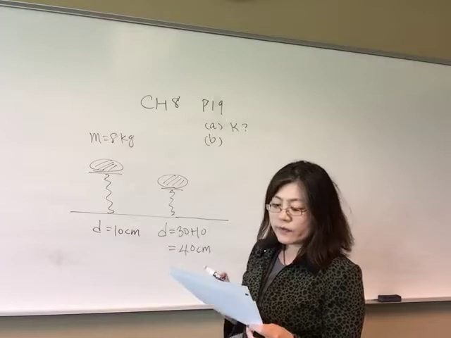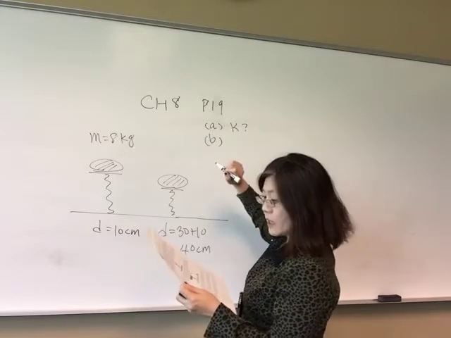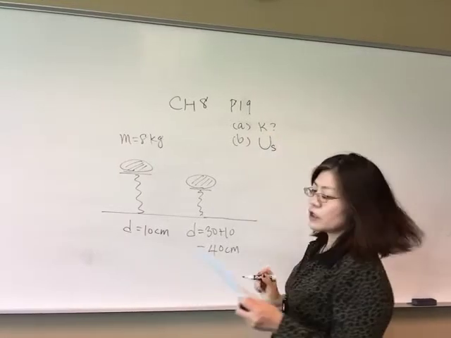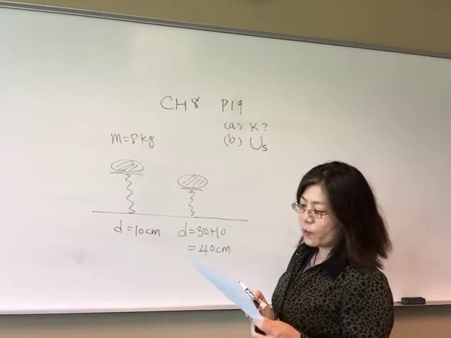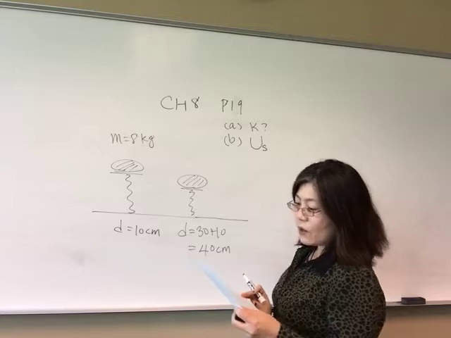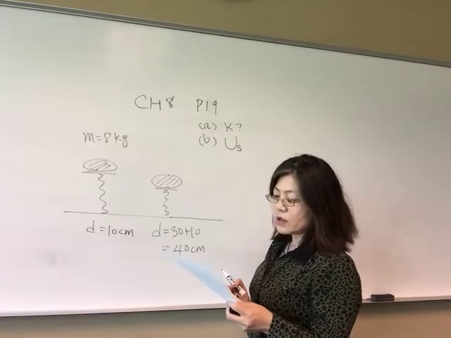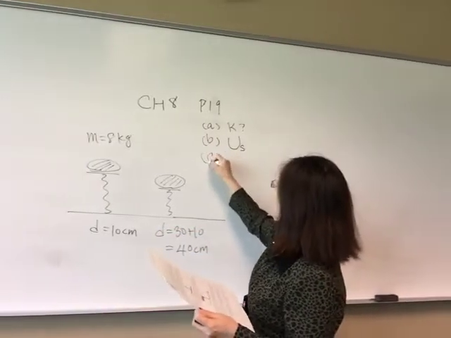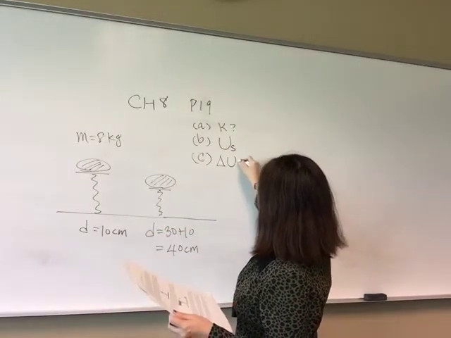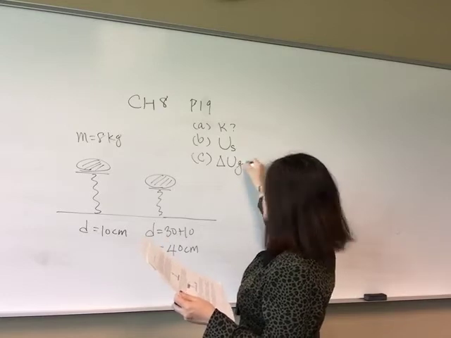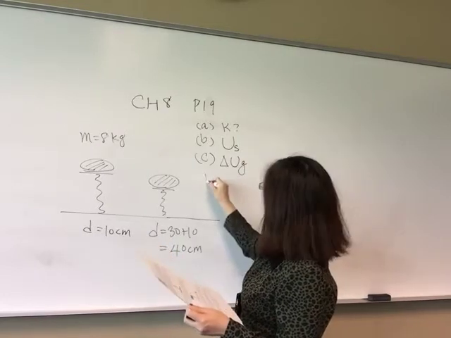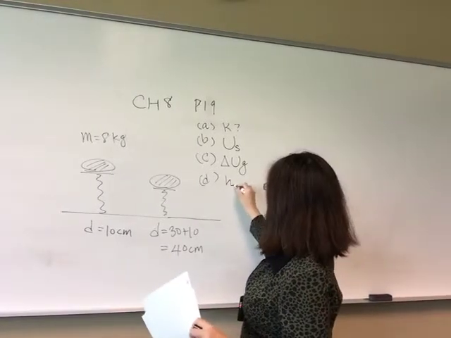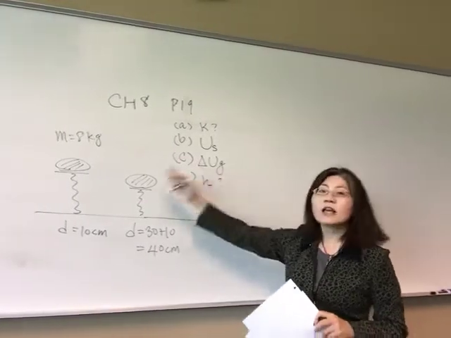And you also find the elastic potential energy, so you also find U_s. What is the elastic potential energy of the compressed spring? And what is the change in gravitational potential energy of the stone system when the stone moves from the release point to its highest point? So you also find the change in gravitational potential energy. And lastly, you find the maximum height measured from the release point.